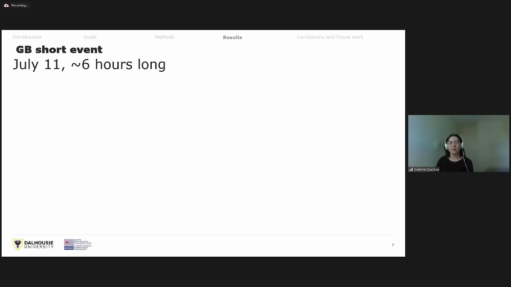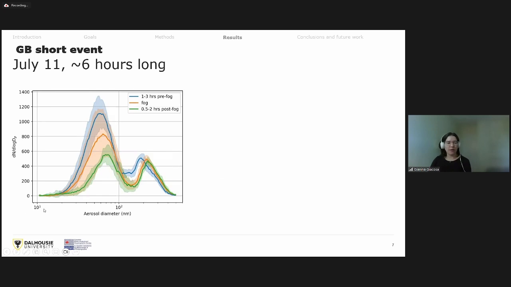Yeah, and then I'm going to just talk about two case studies, one on the Grand Banks and the other on Sable Island. So the one on the Grand Banks happened on July 11 and lasted for around 6 hours. So here we have aerosol diameter on the x-axis and aerosol concentration on the y-axis. The blue line represents the average aerosol concentration from 1 to 3 hours before fog. The orange line is the average aerosol concentration over the 6 hours that the fog lasted. And the green one is aerosol concentration from half an hour to up to 2 hours after the fog dissipated. The shaded area represents one standard deviation.